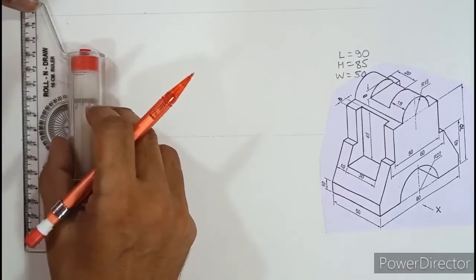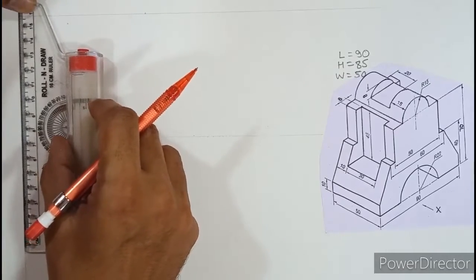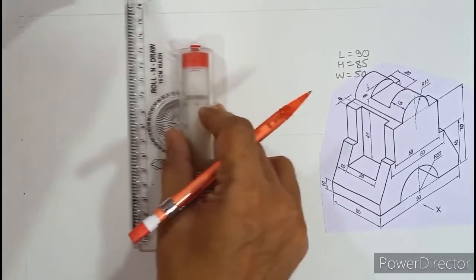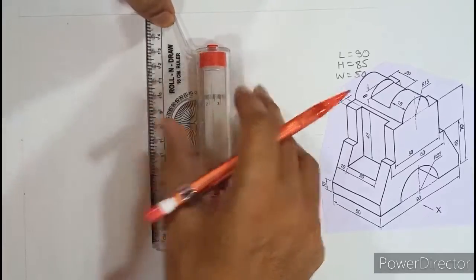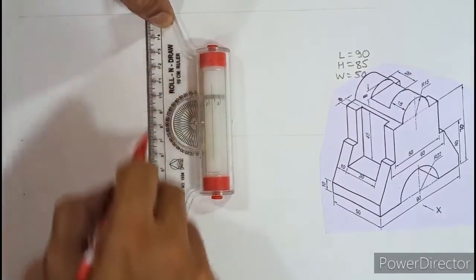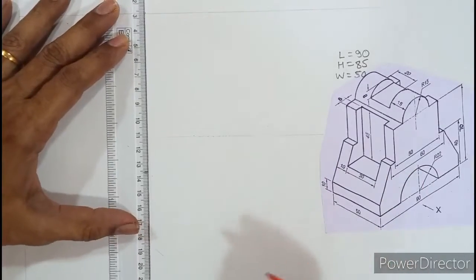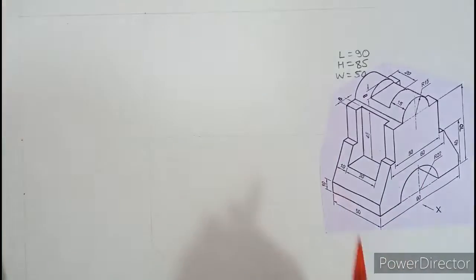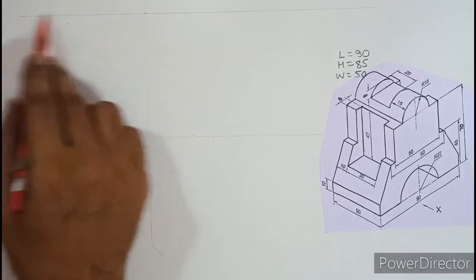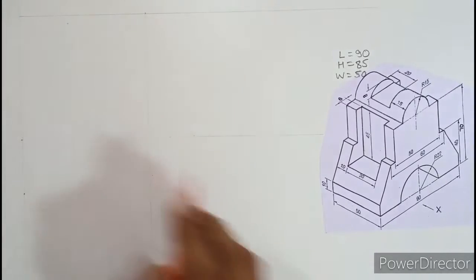Okay, once again I need to verify. So from here, roll a little and draw a light vertical line, as you can see here. Okay, so I have drawn the box for the front view, which is ready over here.